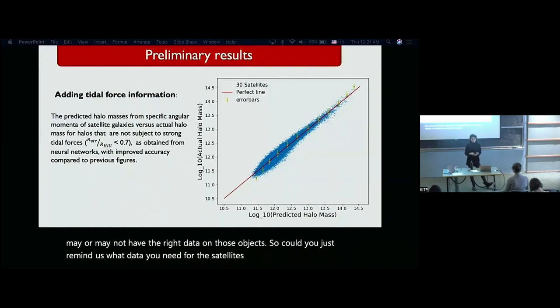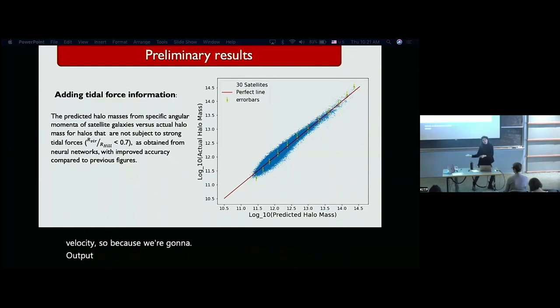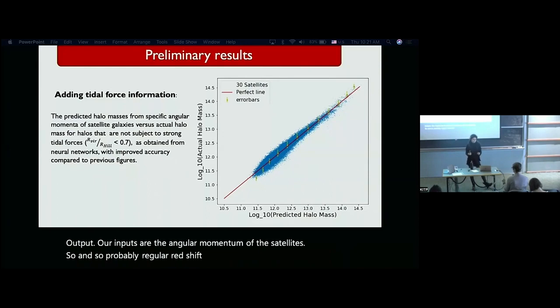So the position and velocity, because our input is the angular momentum of the satellites. So probably regular redshift space is not good enough. Here you're thinking about using more detailed information. Exactly.